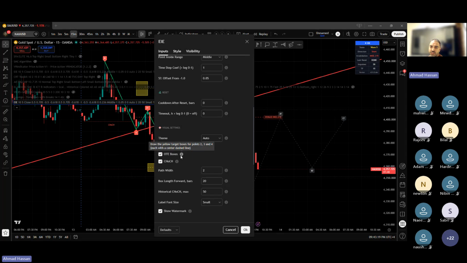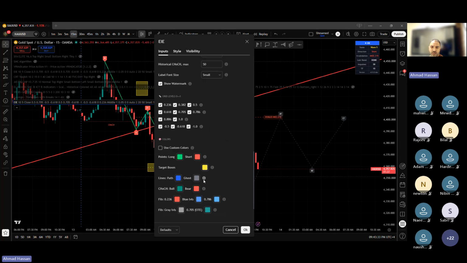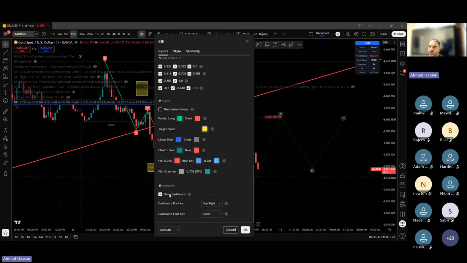Okay, you want change of character, it's up to you. You want to keep it, you can keep it. You don't want, you can switch it off. It's your choice. Show the watermark or anything like that, it's there. So grid levels, you want to show the watermark, all this information is there. You want to use the custom colors, you can utilize that. You want to use the normal colors, it's up to you. The choice is yours. Show the dashboard, if you want to see the dashboard.